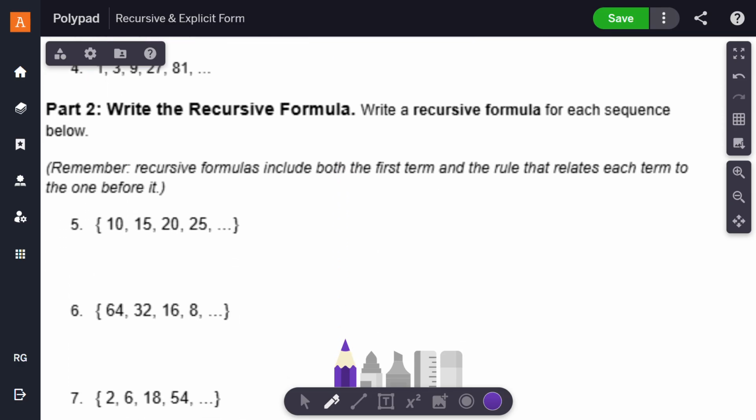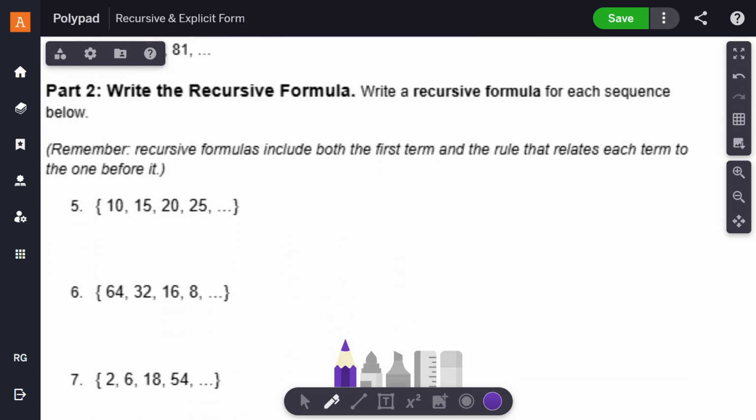All right, part 2, recursive formula. The 2 things you're going to need to know for a recursive formula is that it must include the first term given the sequence and the rule, or in other words, the expression that relates each term to the one before it. So it's how do I get from one term to the next? That's the expression. Expressions include numbers and operations.